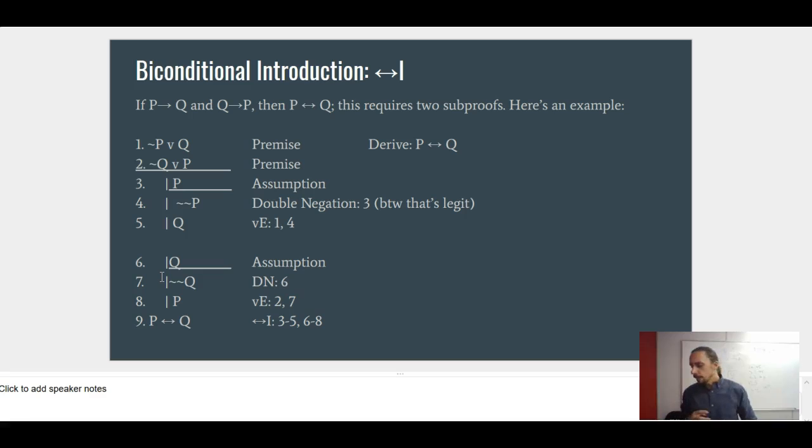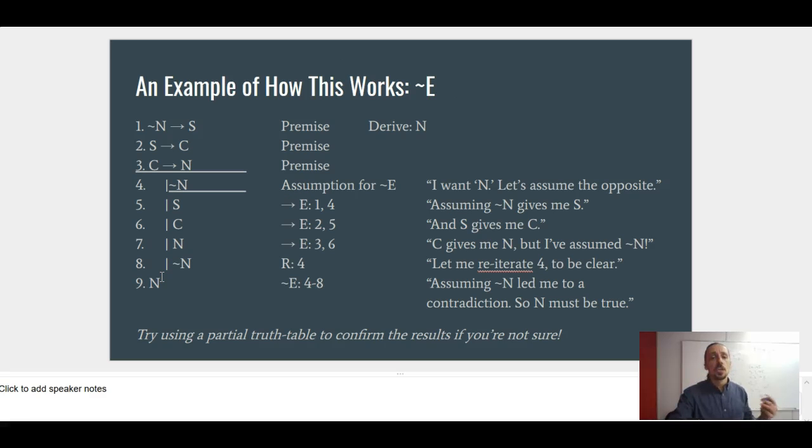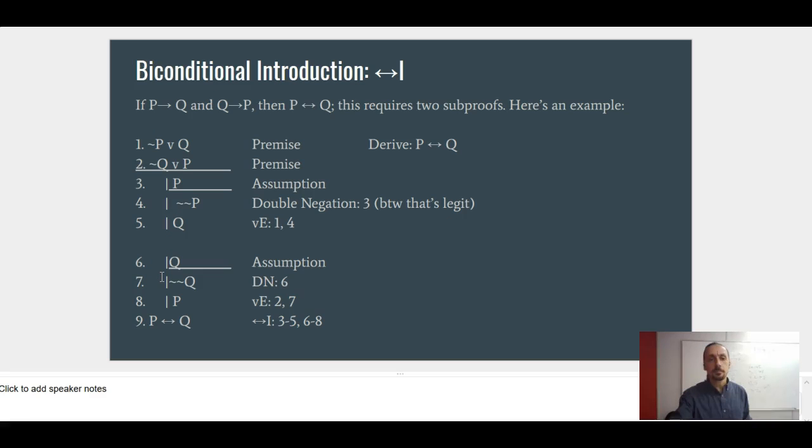Now, that was negation elimination, but of course negation introduction works the exact same way, right? I assumed in this case not N, but if the proof had been different, I could have assumed N and then discharged not N. Okay. So, biconditional introduction is a more complicated one here because it requires two subproofs, but the idea is very straightforward. The idea is that if P implies Q and Q implies P, then P if and only if Q.